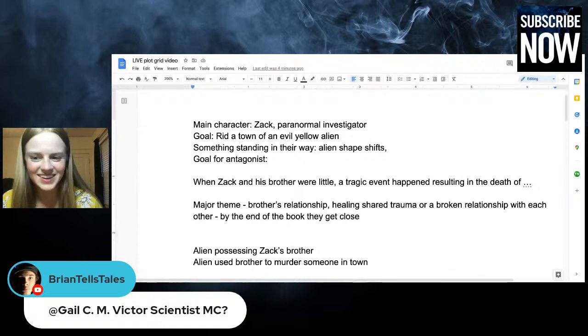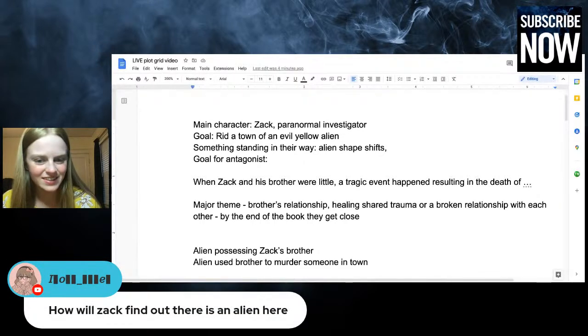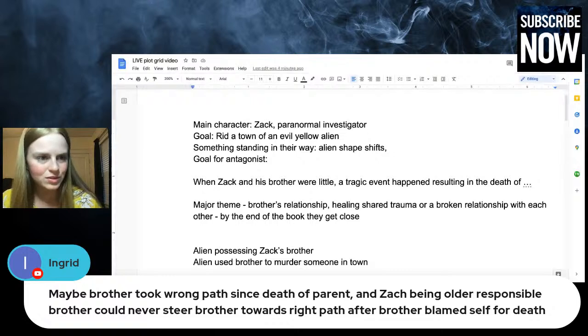Victor Scientist: How will Zach find out that there is an alien? Maybe the brother took the wrong path since the death of the parent, and Zach, being the older responsible brother, could never steer the brother toward the right path after the brother blamed himself. Oh, so the brother is angry at himself for causing the death, and then Zach has always wanted to reach out to the brother, and the brother hasn't wanted to reciprocate in some way. That's also very possible.